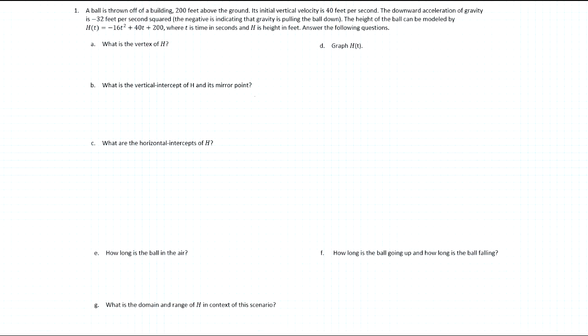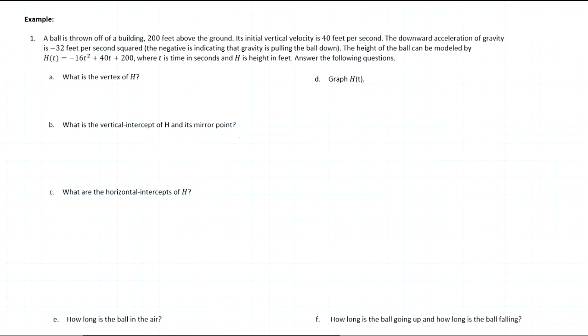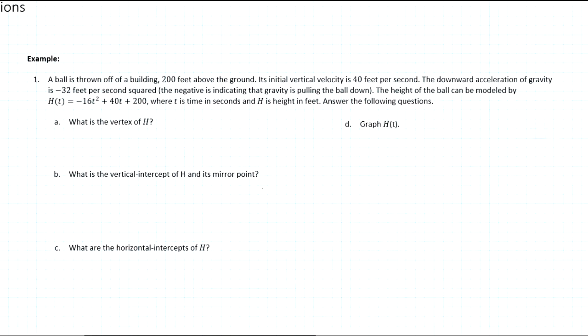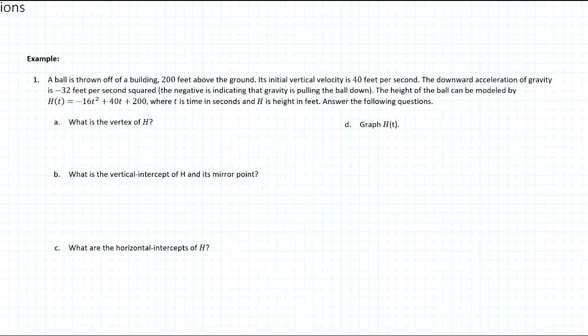The example we're going to use is that of a ball being thrown off a building 200 feet above the ground. Its initial vertical velocity is 40 feet per second. The downward acceleration of gravity is negative 32 feet per second squared, the negative indicating that gravity is pulling the ball downward. The height of the ball can be modeled then by capital H of t equals negative 16t squared plus 40t plus 200, where t is time in seconds and capital H is the height in feet.